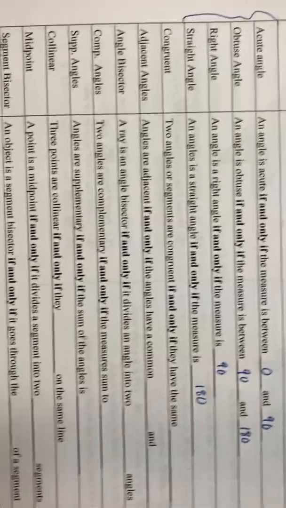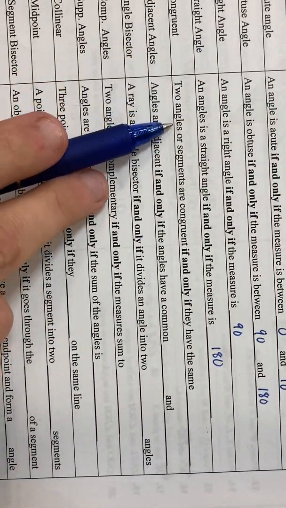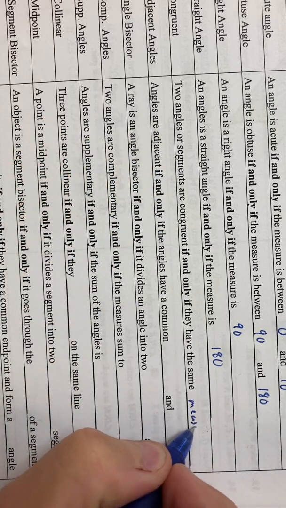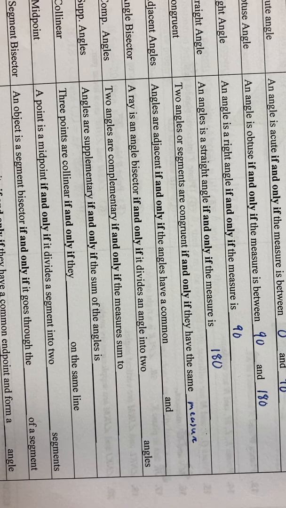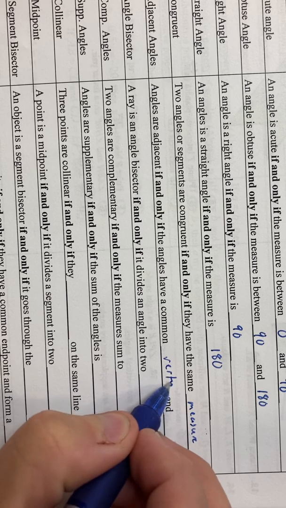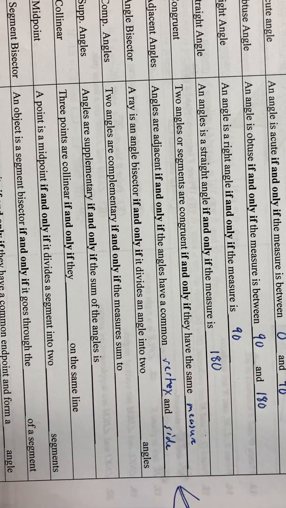All right? Nothing new. Those are just angles. Congruent. Two segments or angles are congruent if they have the same measure. Adjacent. Adjacent if they have a common vertex and side. So adjacent angles have a common vertex and a common side.